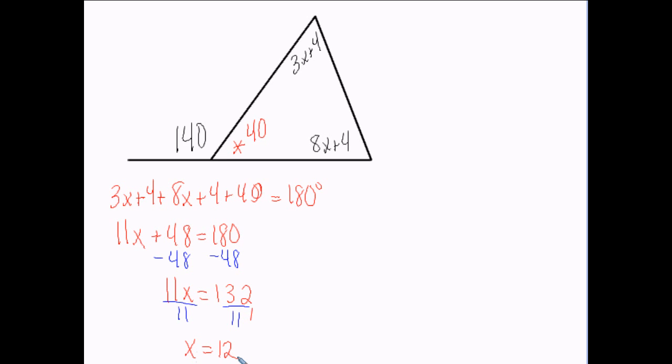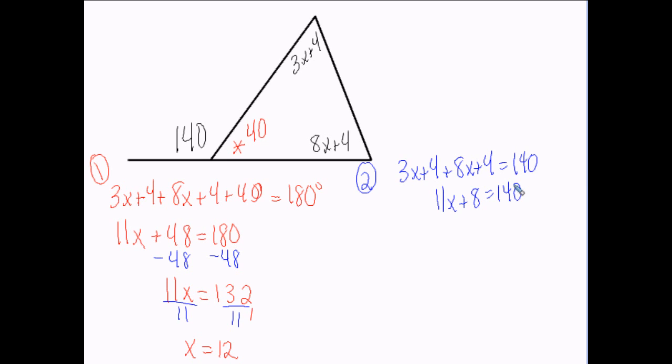Okay, so this is option 1 to find x. Option 2 would be to use that these two angles are on the opposite side of this 140, so I can add those together and set them equal to 140. And I get 11x plus 8 equals 140.